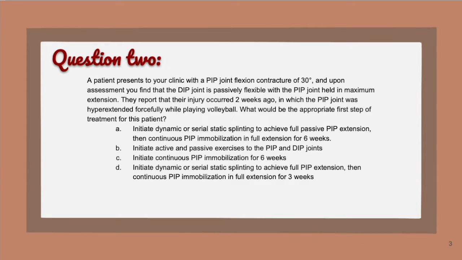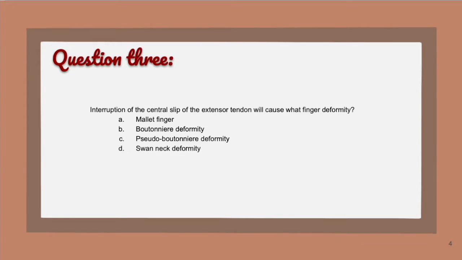Question 3. Interruption of the central slip of the extensor tendon will cause what finger deformity? A. Mallet finger. B. Boutonniere deformity. C. Pseudo-boutonniere deformity. D. Swan neck deformity.